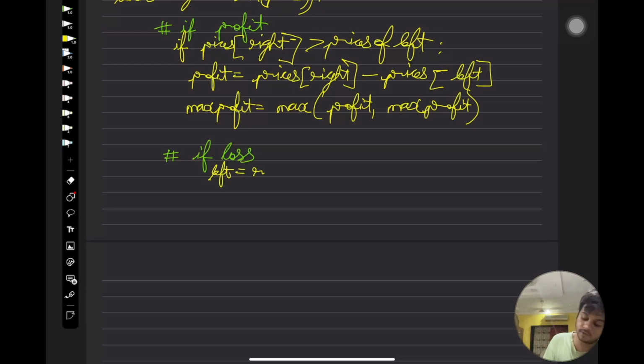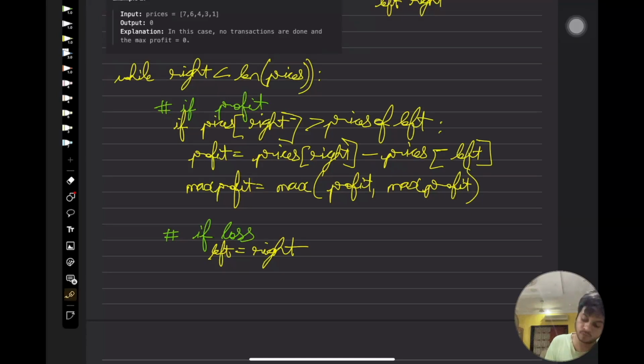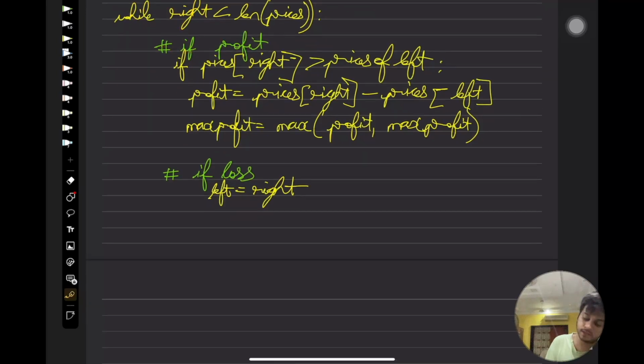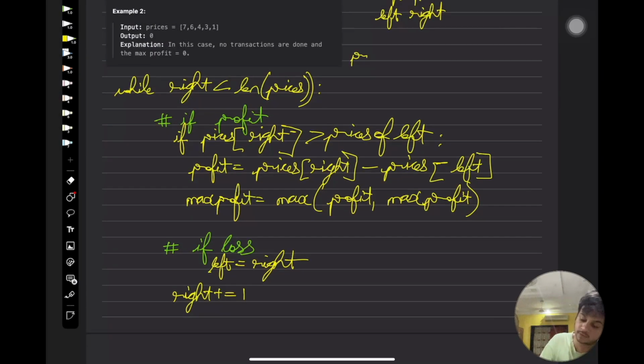Left is equal to right, and right would already move ahead because it is inside the while loop, and I just write it outside: right plus equal to one. So this is the entire code, and you can also initialize the values of profit equal to 0 and max profit also equal to 0. But the entire code is this.